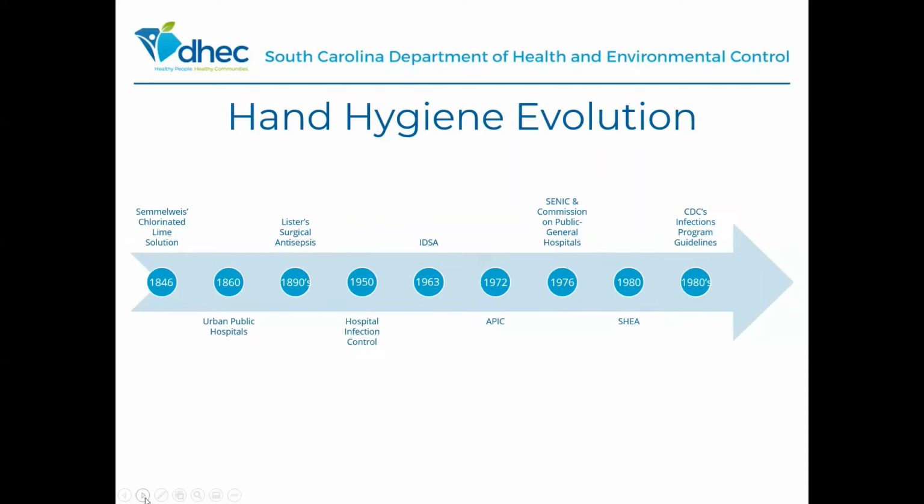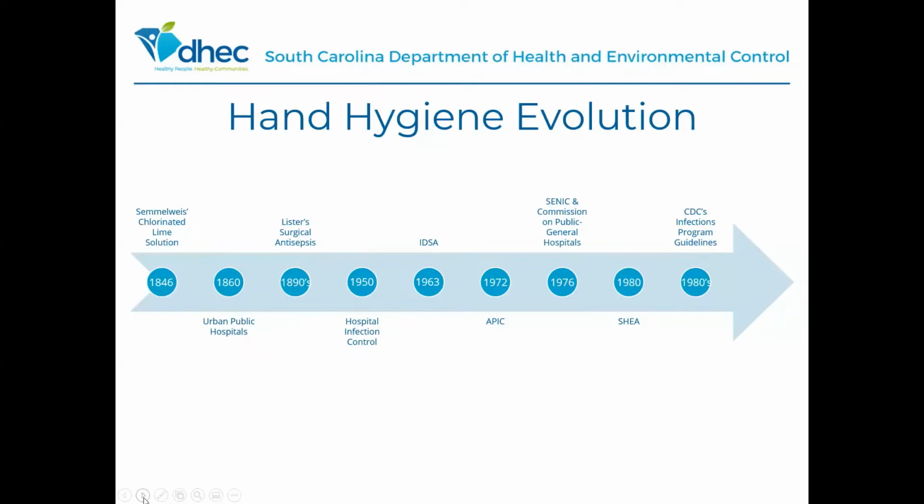So as already mentioned, we talked about Semmelweis using the chlorinated lime solution to prevent childbed fever, followed by Florence Nightingale's use of hand washing along with other environmental practices, and Lister's promotion of surgical antiseptic techniques. And between the 1860s and the 1930s, there was a shift from care being provided in the home to public hospitals in cities and urban areas, most of which were affiliated with medical schools and universities.